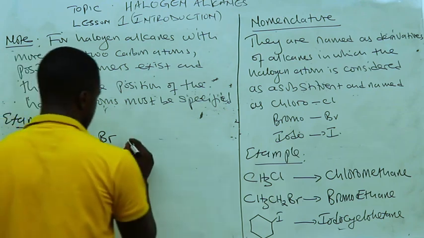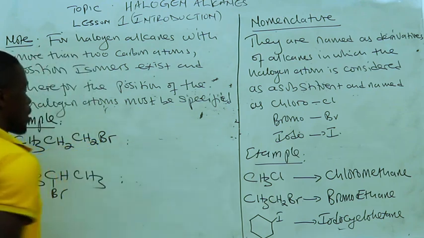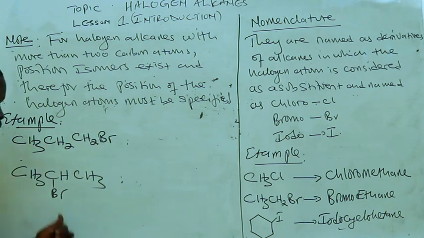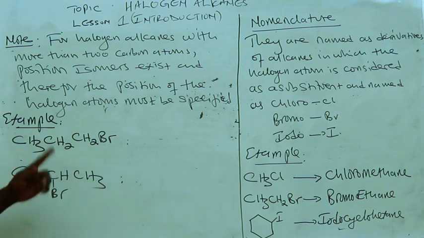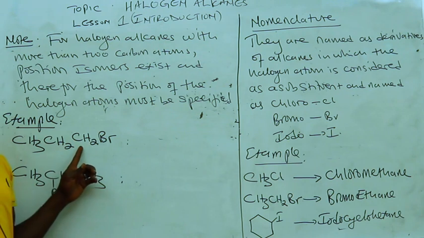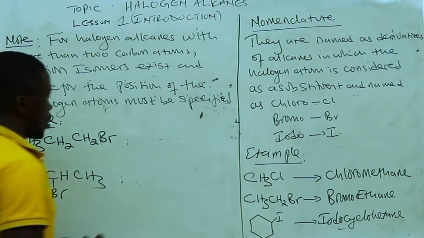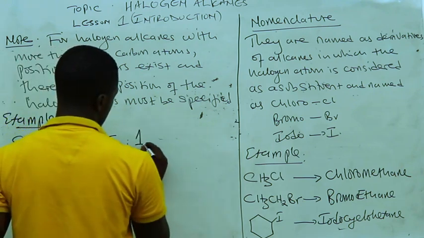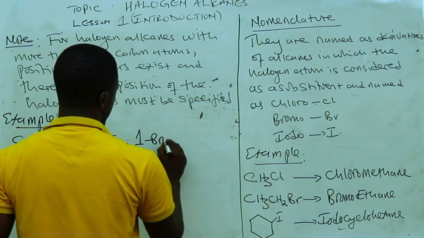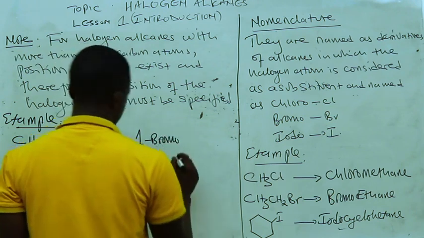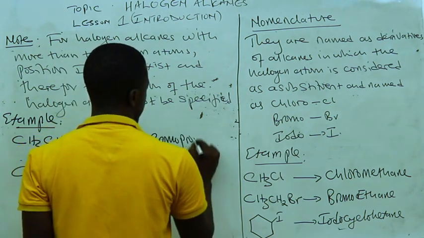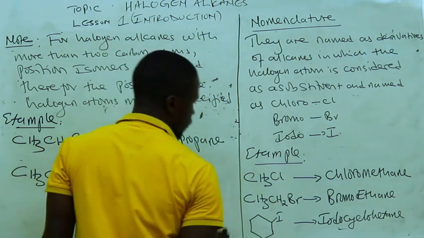And in this case, since the halogen atom is the functional group, the naming should give it the lowest number possible. So I would begin from this carbon atom, and this one becomes carbon atom number 1, the nomenclature that we learned earlier. So this compound is going to be 1-bromopropane. That's the only difference now.